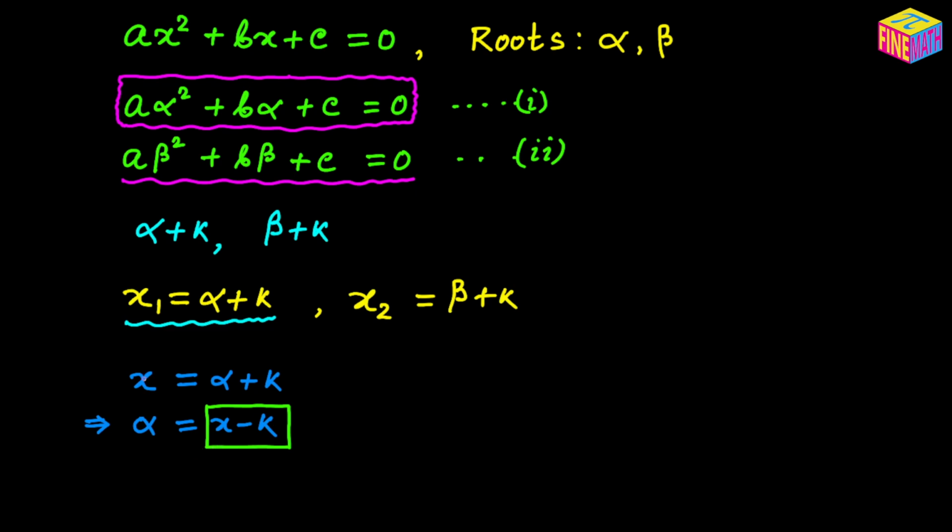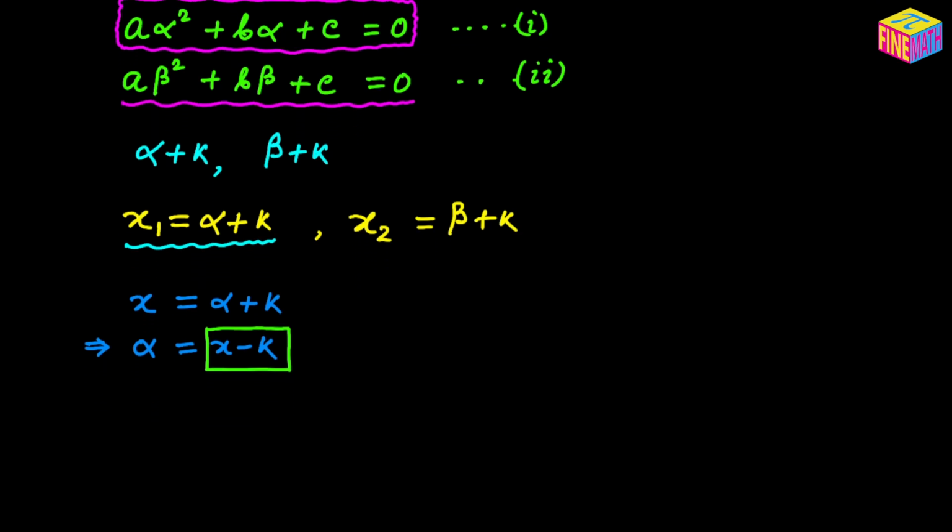So far we have seen that based on the given requirement, the roots of the new quadratic equation must be alpha plus k and beta plus k. So we can simply use just the alpha plus k and then figure out what the value of alpha is. For the new equation, the value of alpha will be x minus k, and then we are going to use that in an equation that we already have in our hand, and put the value of alpha there to create the new equation. So now I'm going to write it down here. Our information that we already have is a alpha square plus b alpha plus c is equal to 0, and here I'm going to use this value of alpha.